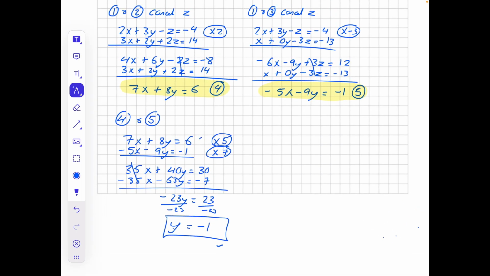Now we take equation 4 and sub in what we just found out. So 7x plus 8 by minus 1 is equal to 6. 7x minus 8 is equal to 6. 7x is equal to, plus 8 to both sides, gives me 7x is equal to 14. Divide both sides by 7. We get that x is equal to 2.